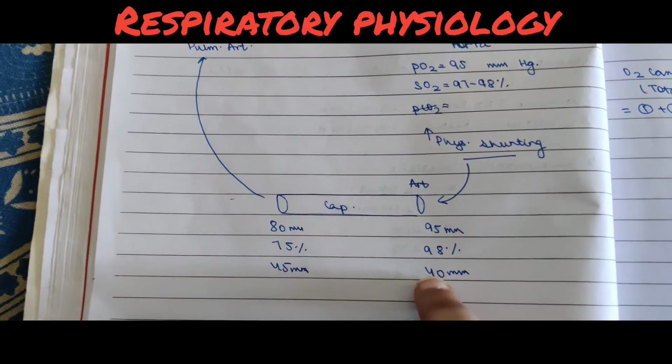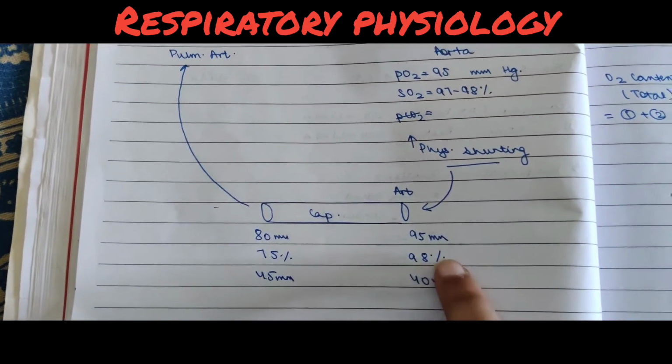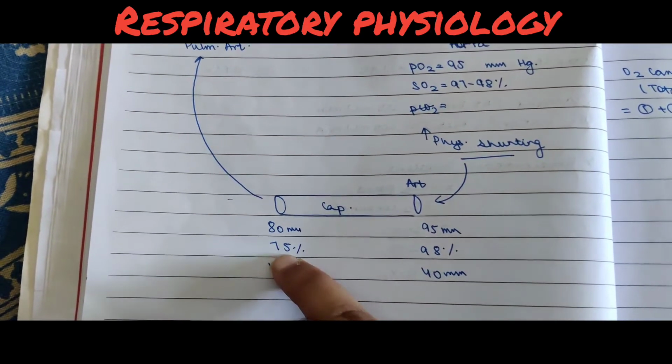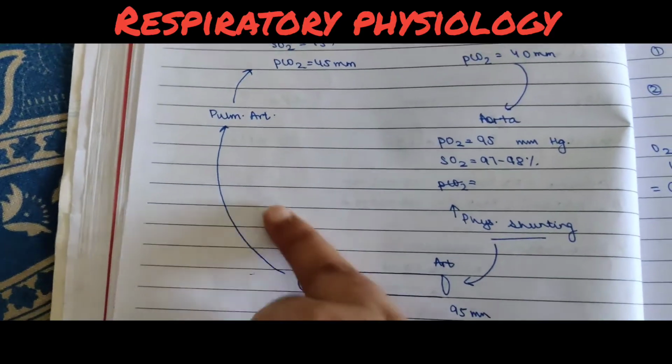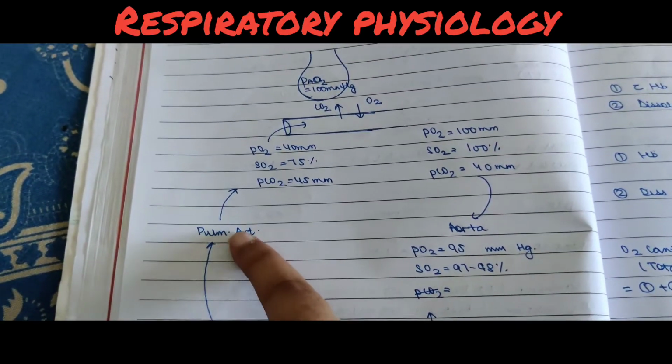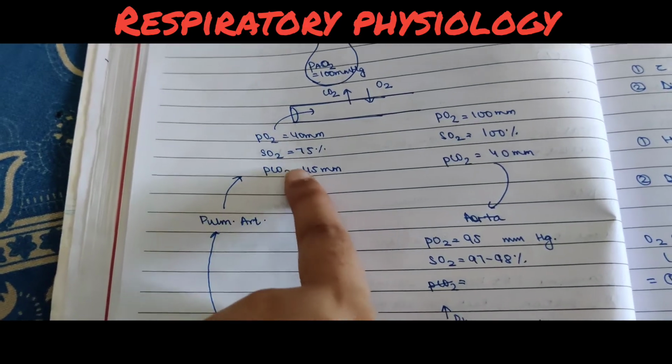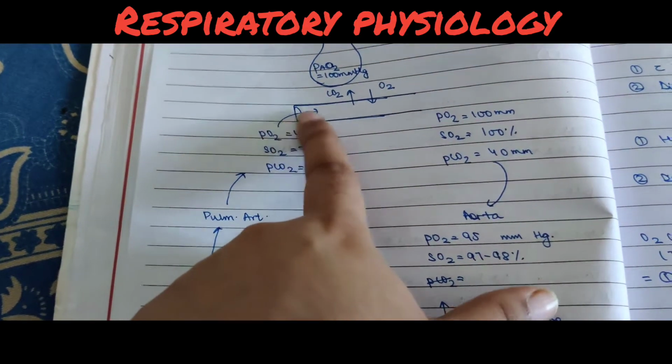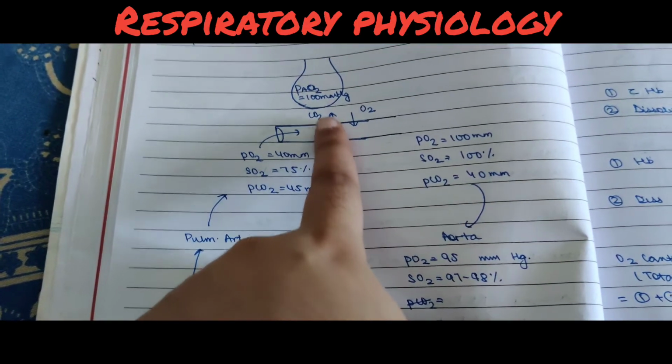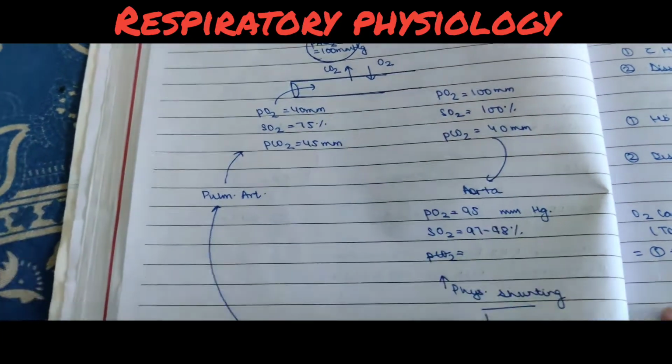Now it goes to the capillary. In the arterial end it is 98%, and on the venous end it is 75%. Now it will go to pulmonary artery, and from pulmonary artery now it's deoxygenated with 75%. Now it will go back near the alveoli and exchange carbon dioxide and oxygen.